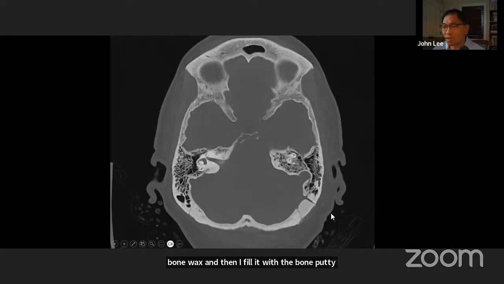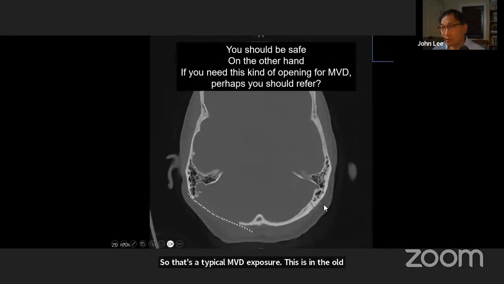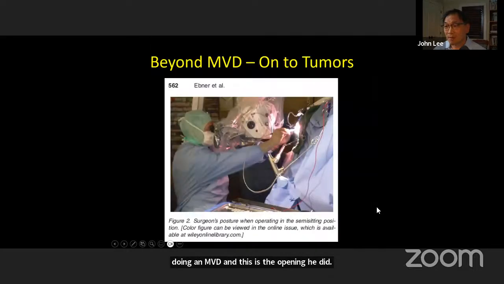So that's a typical MVD exposure. This is in the old days when I used a titanium plate or just a burr hole cap to put over that. I don't do that anymore. I sometimes get these patients as redos from an outside institution. This is a local institution to me in Pennsylvania, and this is the chairman of neurosurgery there doing an MVD, and this is the opening he did. I assume this was the resident who did this, and not the chairman.